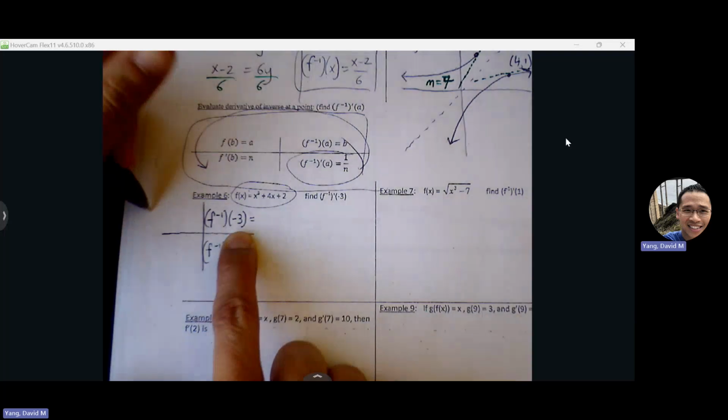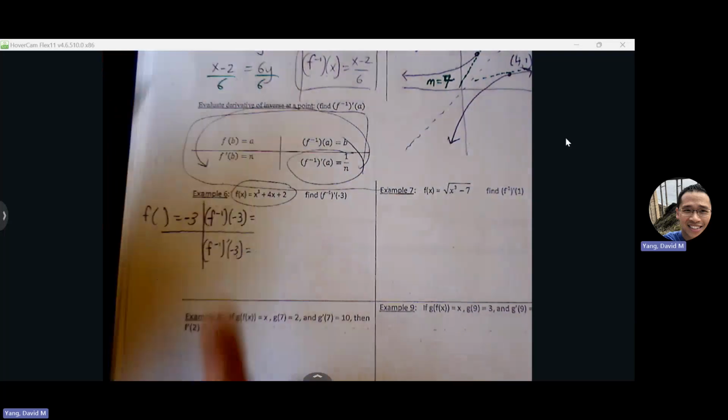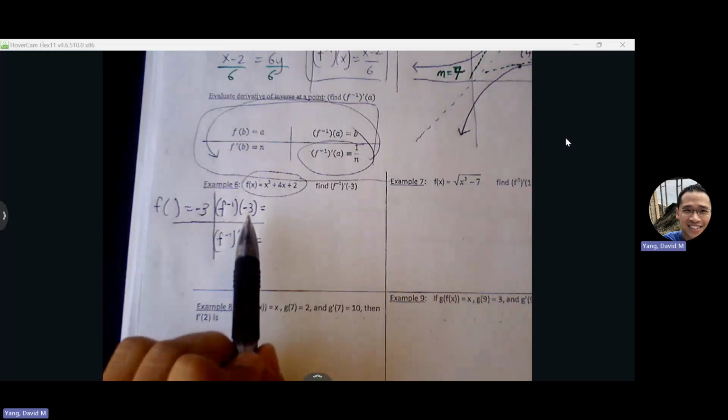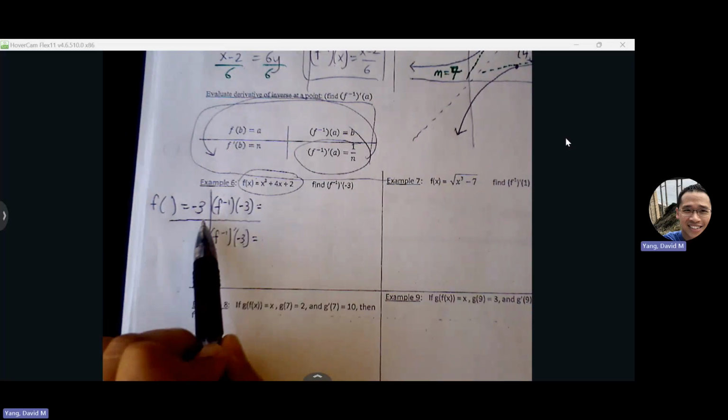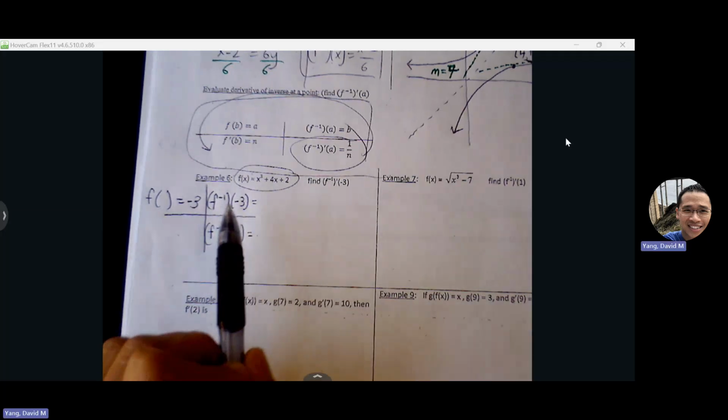I have the function given to me. I don't know what the x value is, but I do know that if I'm building a corresponding relationship, -3 is the x value of my inverse. It must be the y value of my function. Are we okay with that relationship? Okay. So now we have to do a little bit of piecing together here.